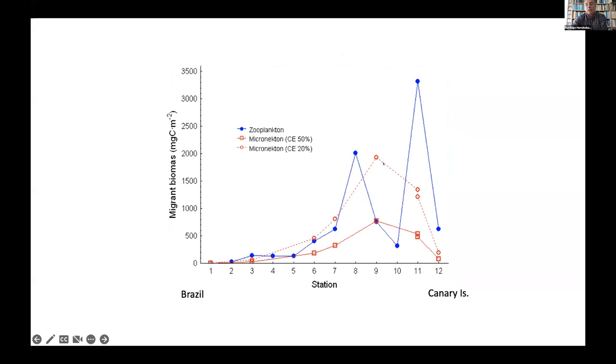We estimate this with 50% and 20% capture efficiencies of the trawl, because we don't know the real efficiency. You know, mainly mesopelagic fish avoid these nets, all the trawls. So look at the high biomass estimated with 20% capture efficiency, or with 50% capture efficiency. The difference is very large. So this is a real problem when we study the populations of fish and also decapods.